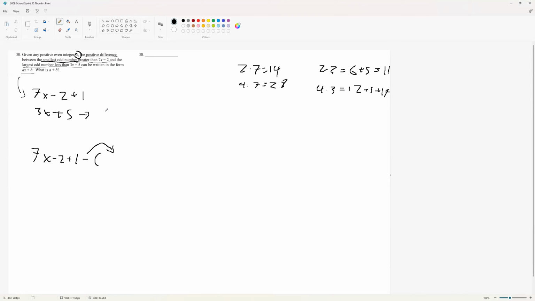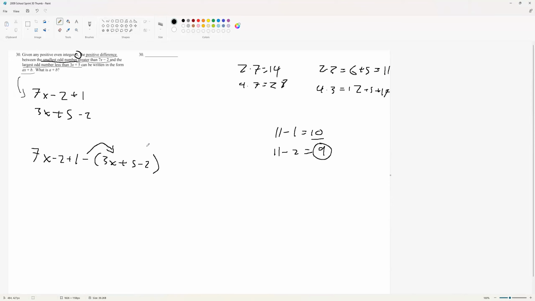And so to get the largest odd number less than it, we actually have to subtract 2, right? If we subtract 1, it will turn into an even number. 11 minus 1 will go to 10, and this is even. We want to get an odd, so we have to subtract 2 to get an odd number. So inside the parentheses we're going to have 3x plus 5 minus 2.